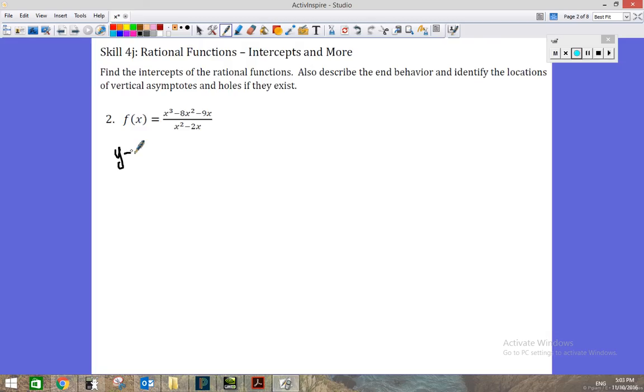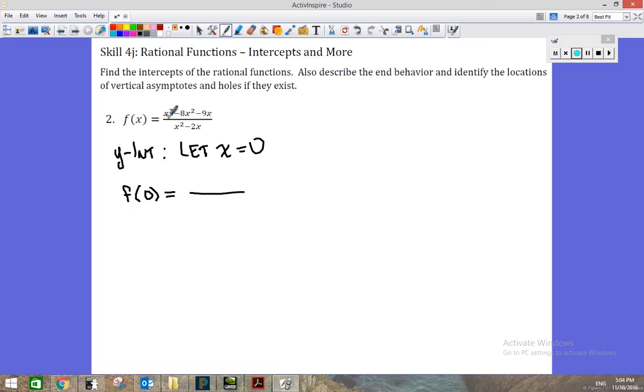To find the y-intercept, we're going to let x equal 0. So remember, the function notation f of x is just the new notation for y. So we often say that we're plugging 0 into the function. The principle of substitution is what you're doing.